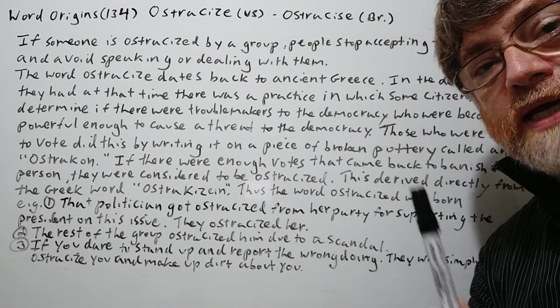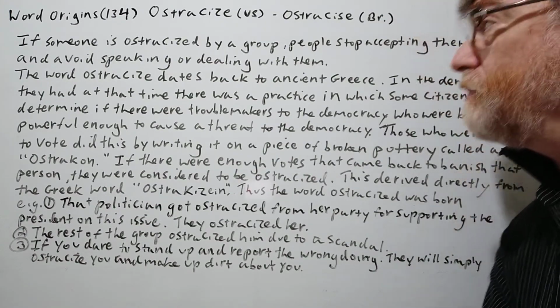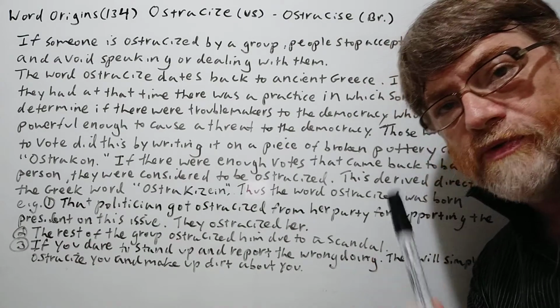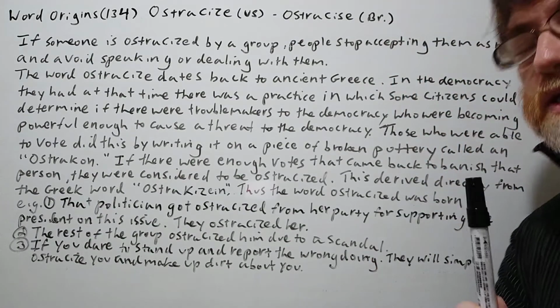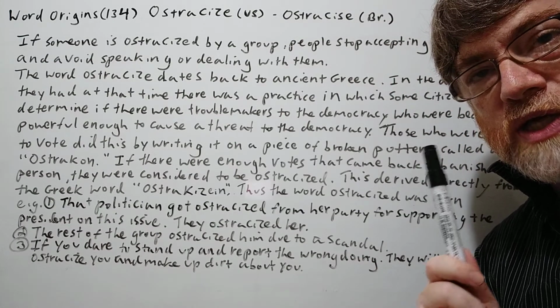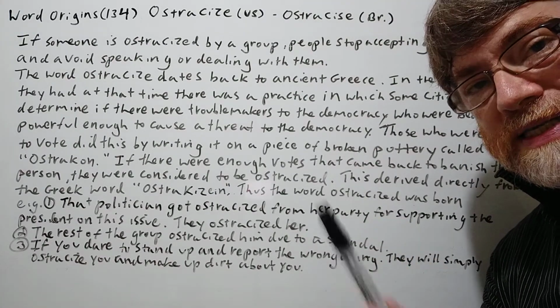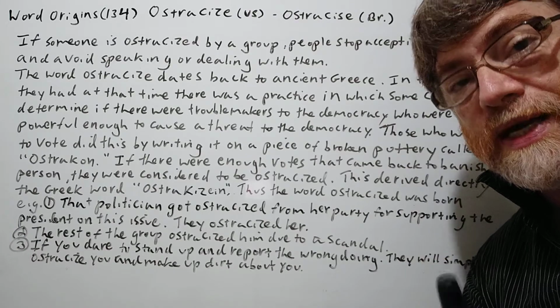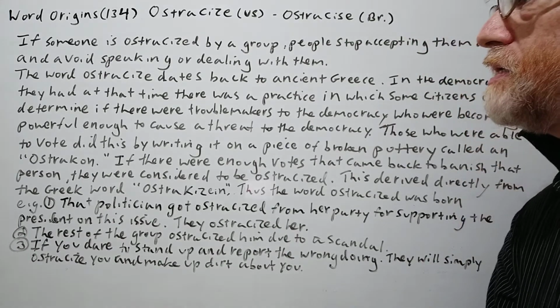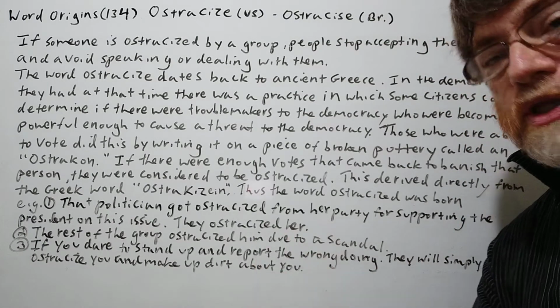The word origin today is ostracize, and we actually spelled it out two different ways here because there's a different spelling between American English and British English. Americans spell it with a Z as the second to last letter, and the British spell it with an S. Okay. So let's continue. Let's look at the note here.